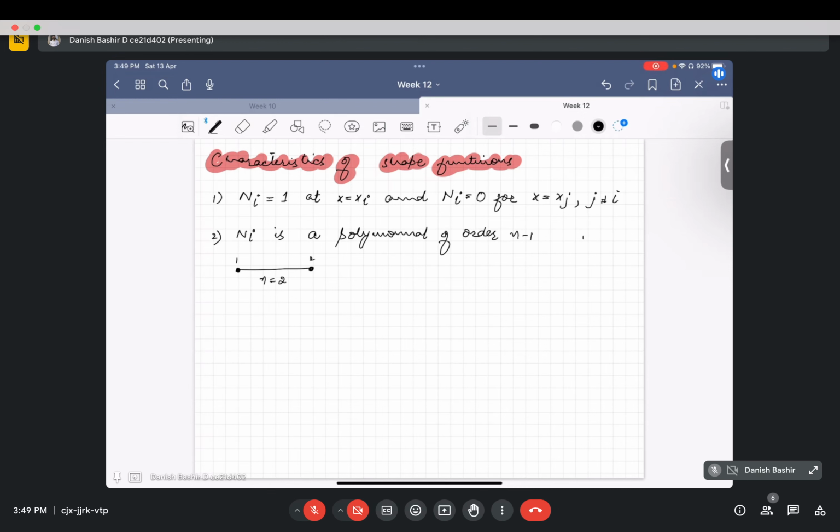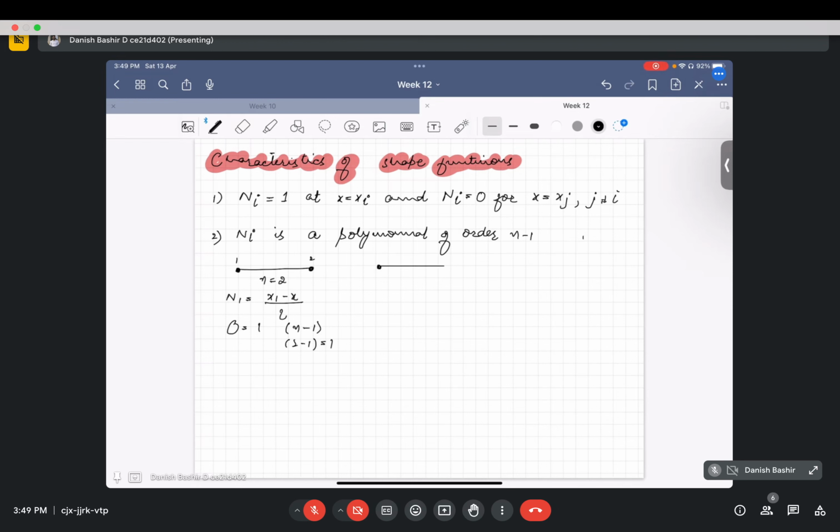So you people remember shape functions, N1 was equal to (x2 minus x) divided by L. So if you people remember, what is the order of this shape function? Order is equal to 1. So that is actually equal to n minus 1, that is equal to 2 minus 1 is equal to 1.